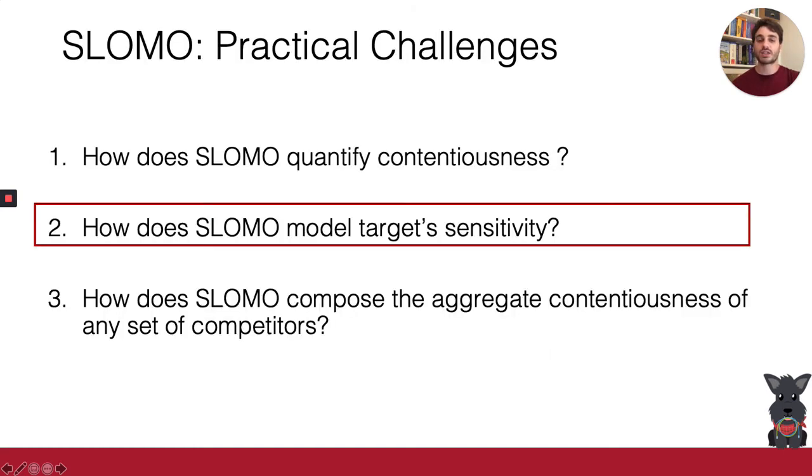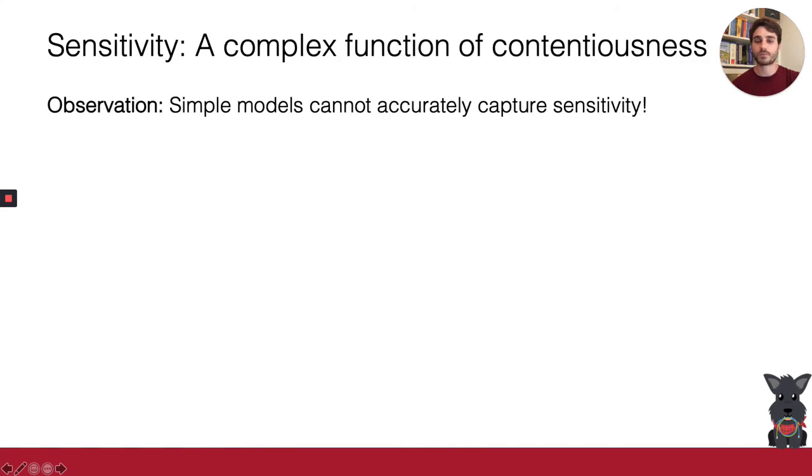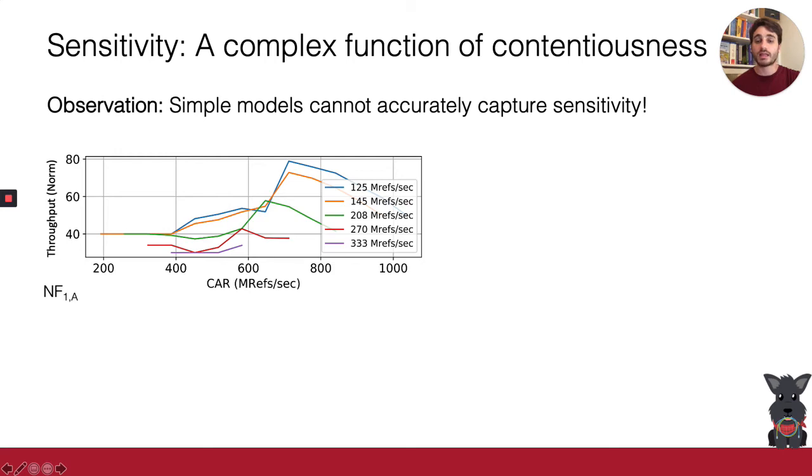Let us now move to the second challenge, which is that of modeling the target sensitivity. Recall that sensitivity is the function that takes the competitor's contentiousness as input and returns the performance of the target in the presence of this competition. Intuitively, modeling sensitivity is a simple regression problem. However, our attempts to model it with simple techniques, such as linear regression, proved inaccurate. To understand this observation, we looked at how the sensitivity function looks in practice and observed that it is a complex function of contentiousness. Let us look at some examples. In this example, we're looking at NF sensitivity as a function of competing cache access rate and L2 accesses.